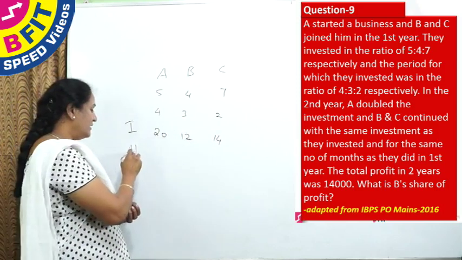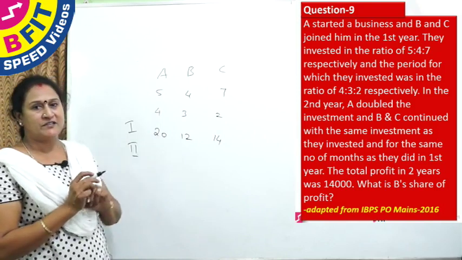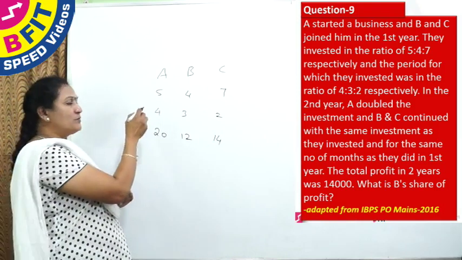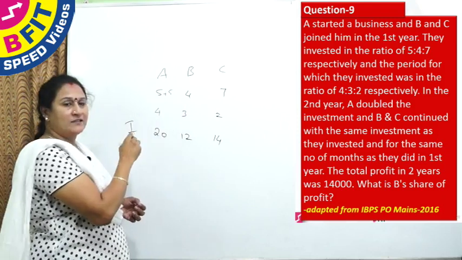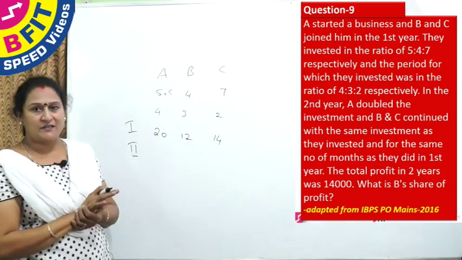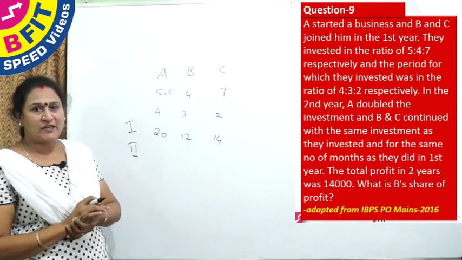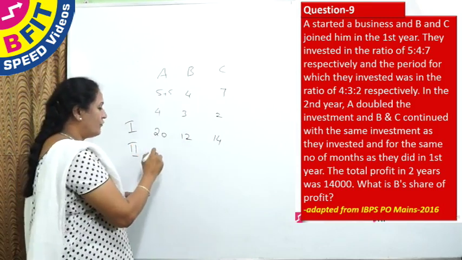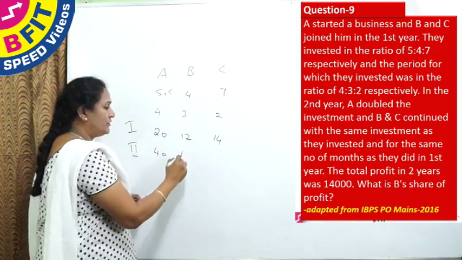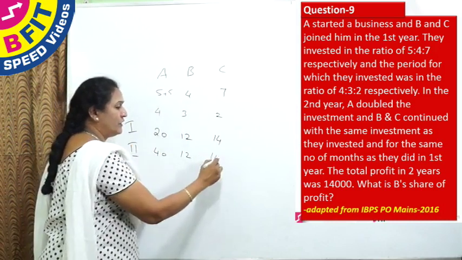And in the second year, A alone doubles his investment. If A doubles, what will be A's investment? 5 plus 5, 10 lakhs. And B and C are maintaining the same investment for the same period. For the second year, the detail will be 10 into 4, 40, 4 into 3, 12, 7 into 2, 14.